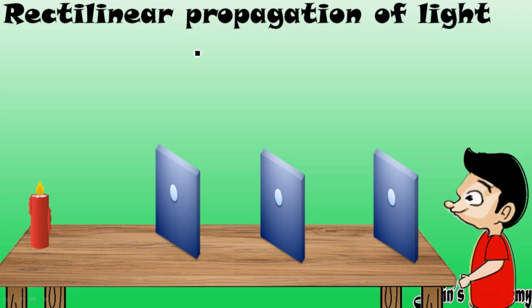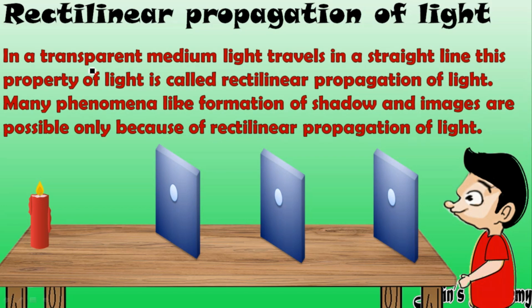So the next topic we have is rectilinear propagation of light. So what do we mean by rectilinear propagation of light? Here we have the definition. In a transparent medium, light always travels in a straight line. For example, here we have a transparent object, glass, here also glass, here also glass, and in front of the transparent medium we have a source of light. Whenever light from the source enters a transparent object, that transparent object will allow the light to pass in a straight line.